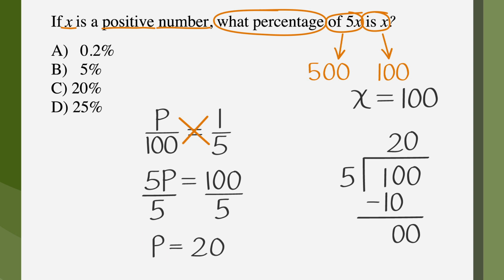Remember, p stands for percent. When we solve percent problems this way, the percent sign has already been taken into account. We don't need to divide by 100 again. So our answer is p equals 20%. Looking at our answer choices, C is 20%. That's our answer. Did you notice that answer choice A is 0.2%? That's a trick answer in case you mistakenly divided by 100 again. Watch out for those.